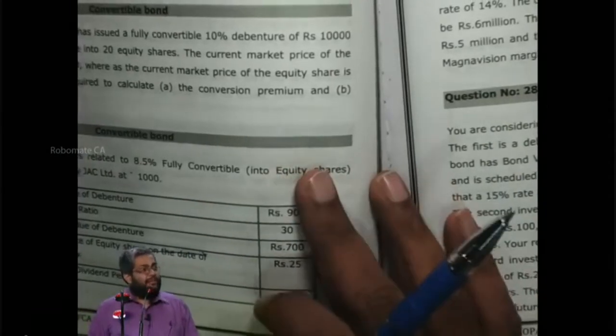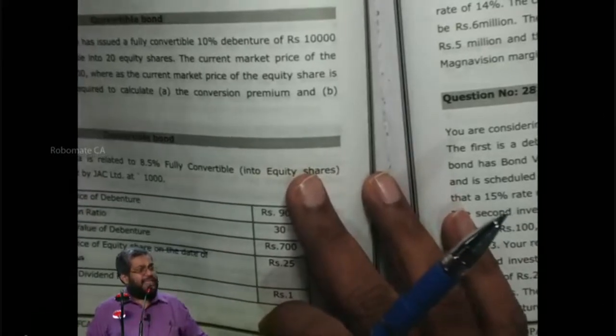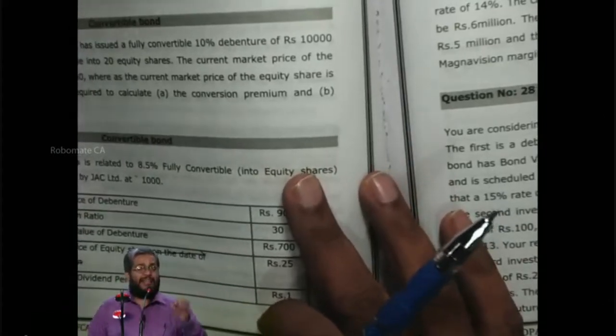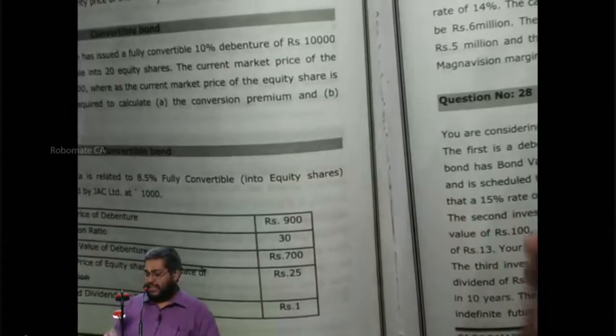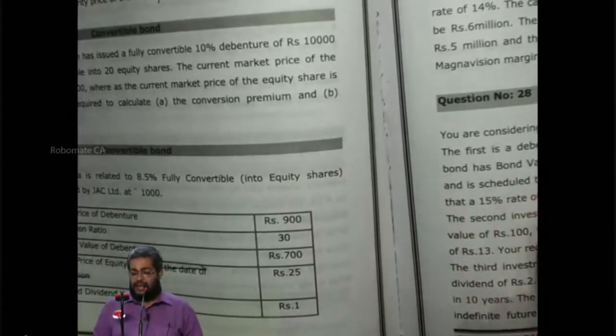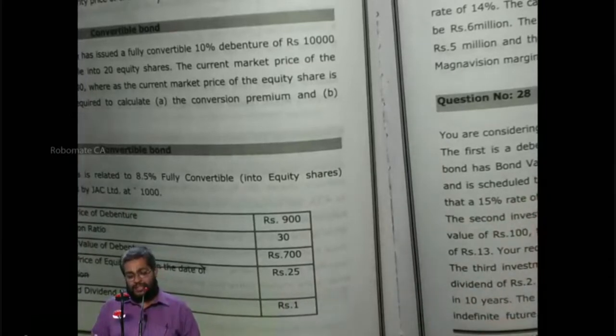Why do I pay this 5 rupees? To insure me against uncertain dividend and guarantee me a certain coupon as long as I want it. Everybody, are you following or not? Now, this is conversion premium price. Can I proceed? Next, part C or D? D.